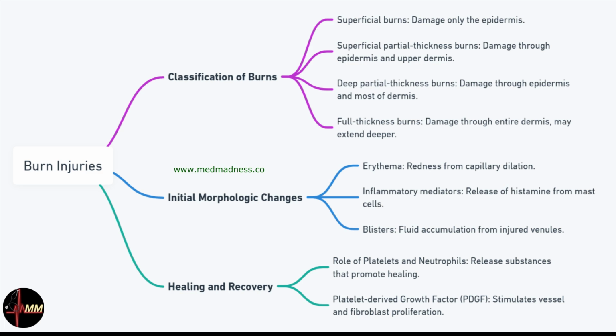Key players in this process are platelets and neutrophils, which release prostaglandins, cytokines, and growth factors. These substances enhance blood flow, promote inflammation, and stimulate the regeneration of tissues. Platelet-derived growth factor, or PDGF, is particularly important, fostering the proliferation necessary for effective wound healing.